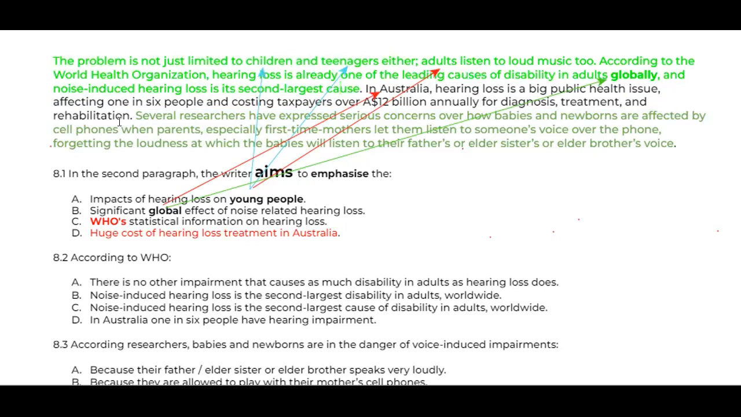So this is only about Australia. And here, this is also a global concern. So now finally, the global thing is becoming larger than all the others. So according to me, B has to be the correct answer. How many of you independently believe that B can be the best answer here? The writers aim to emphasize all these things together.